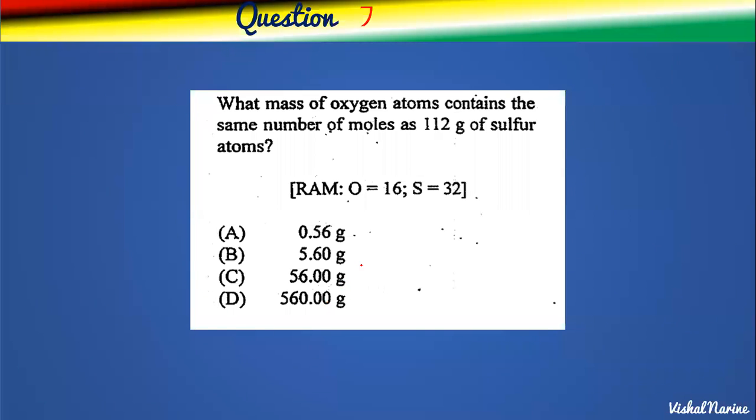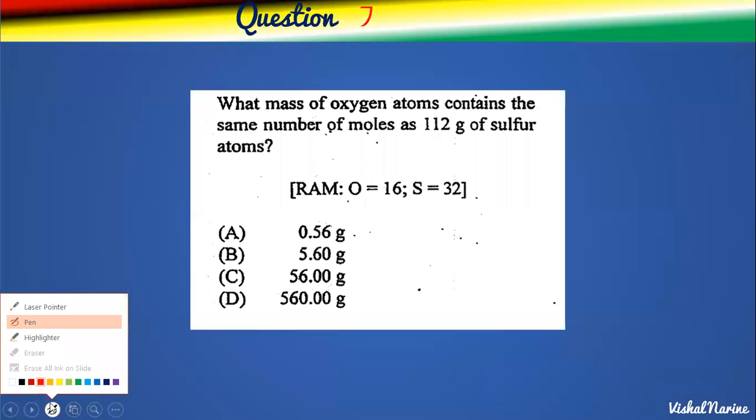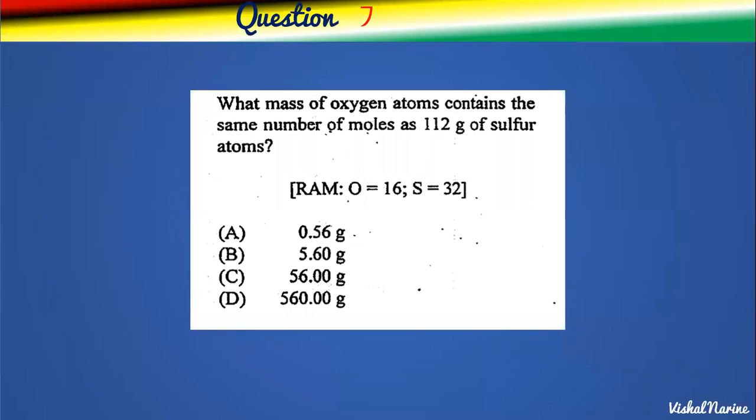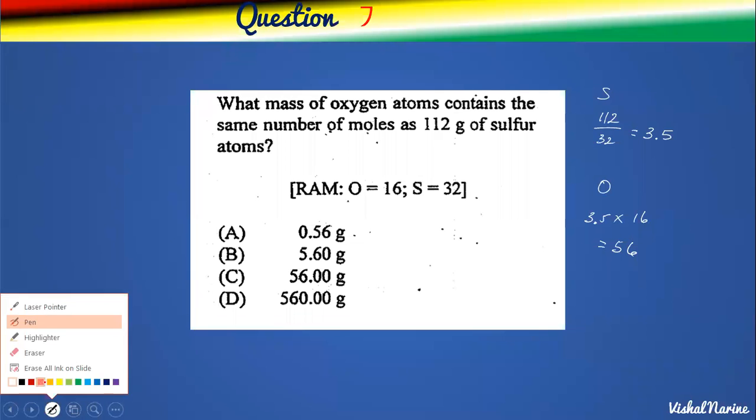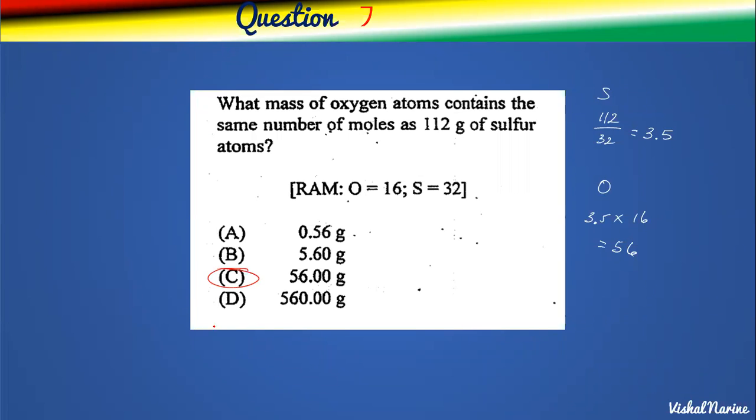Question 7. So let me just work this out here quickly for you. The question is asking you what mass of oxygen atoms contains the same number of moles as 112 grams of sulfur atoms. So you'll have to first calculate the number of moles of sulfur atoms present in 112 grams of sulfur. So the number of moles will equal 112, this is for sulfur, divided by the mass of sulfur being 32, which is equal to 3.5. We then take the 3.5 for oxygen and we multiply by oxygen's mass, which is 16. So this is going to equal 56 grams. So the answer there is C, 56.00 grams.